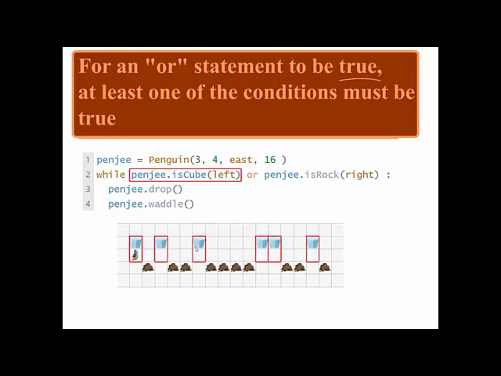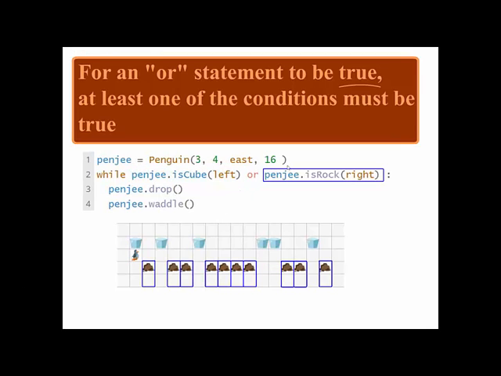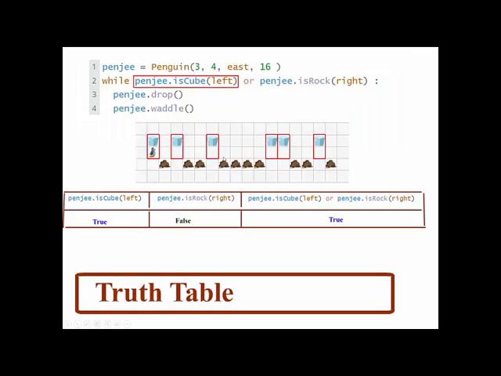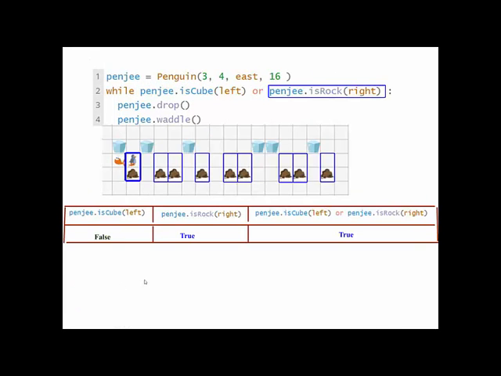Throughout the penguin's journey on this row, is cube left is either true, as you can see in the red cell, or is rock right is true. One of them is true every single part of the way. All right, and we can represent this in a truth table, which you might have seen in your math class. This truth table can be used to show when the while loop's full condition, Penji is cube left or Penji is rock right, when that condition is true or false. And the truth table helps show how the individual parts, is cube left, is rock right, relate to the overall truth value of the entire compound statement, right? The compound statement's on the right and the two parts of the statement are on the left.